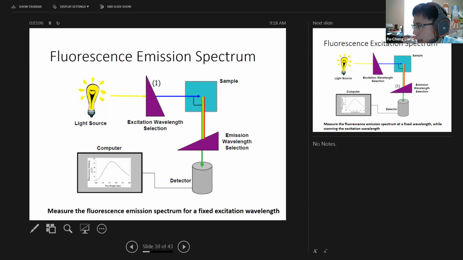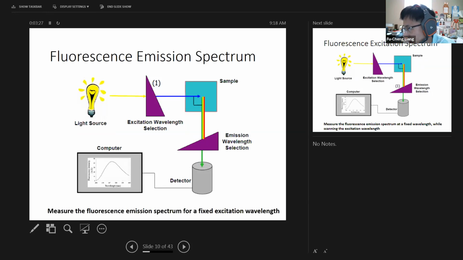And there are two different types of fluorescence measurement. One is called emission measurement. The other one is called excitation measurement. Emission is when the molecule transitions from the ground state to the excited state, and once in the excited state, it releases light. This is called the emission spectrum. So basically, the emission spectrum is measured the same as we saw before.